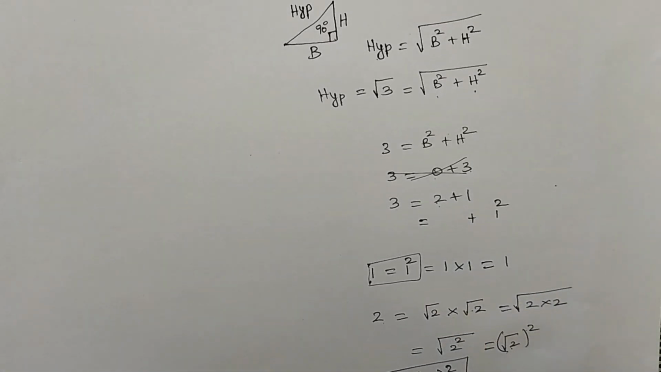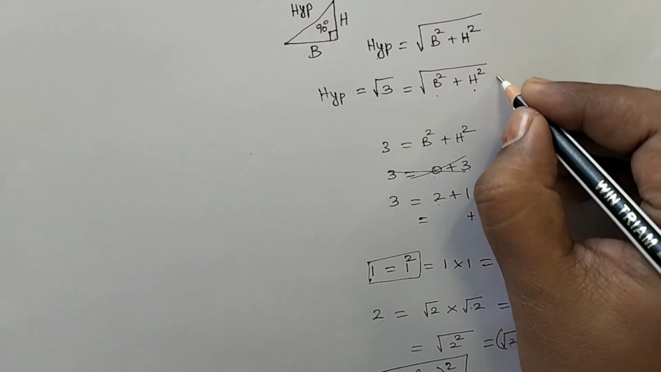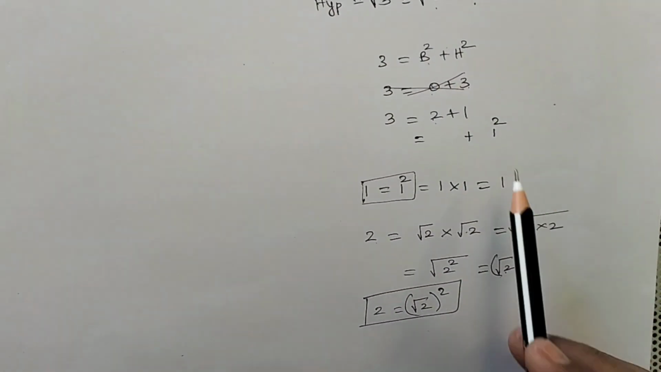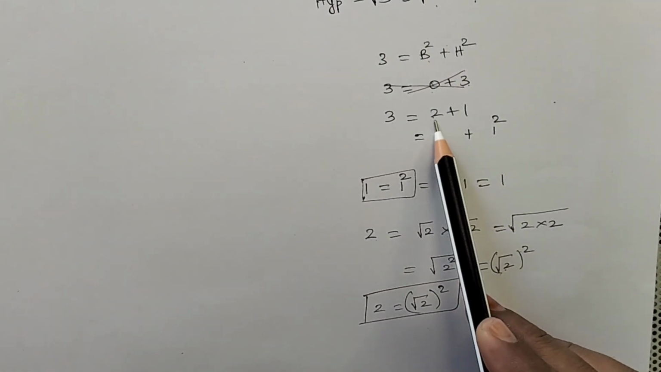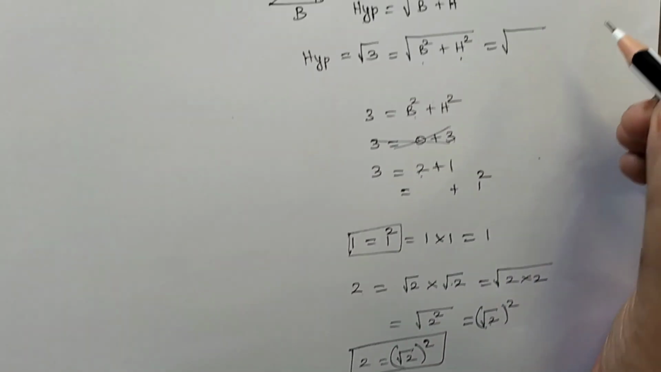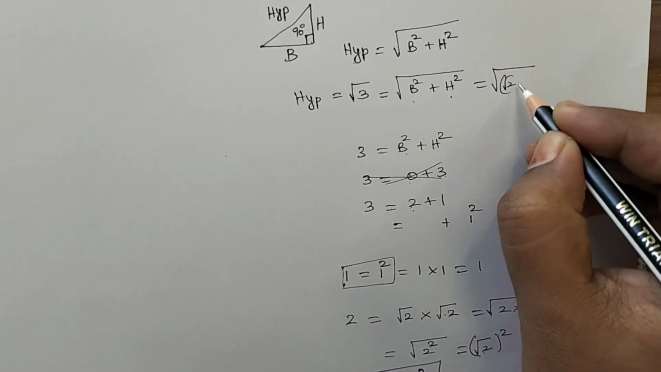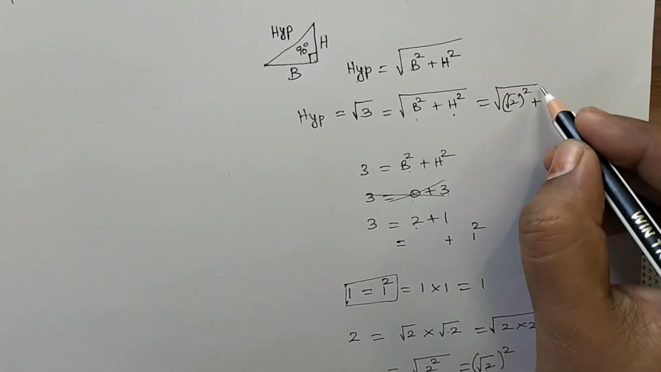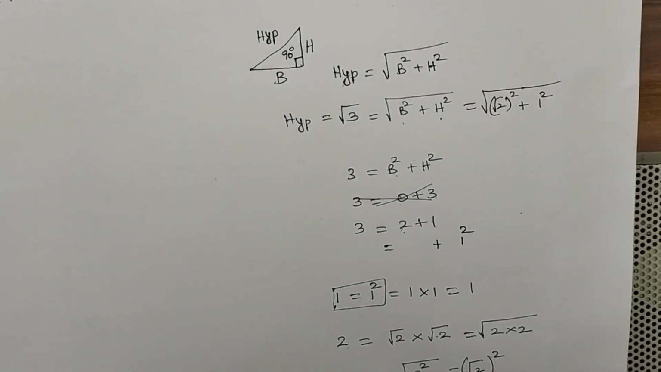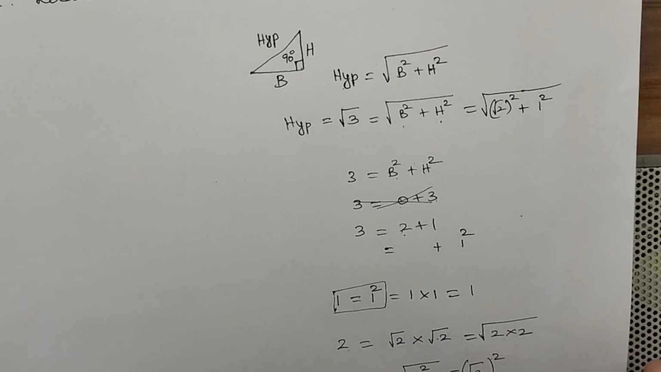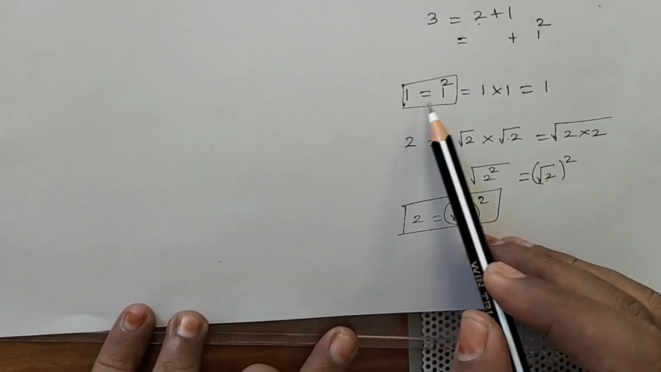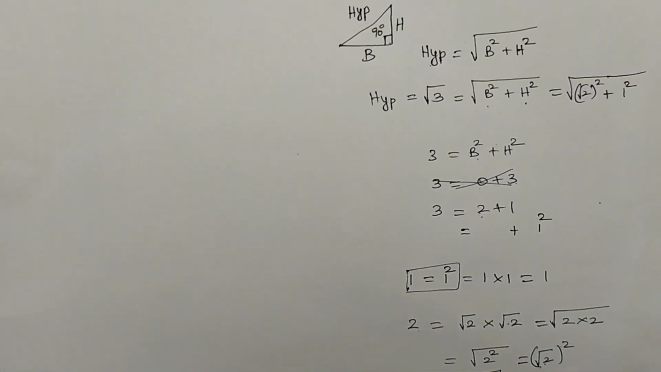1 square plus root 2 the whole square, right? So base is nothing but 2. I have considered it as b square is equal to 2. So this I can write as root 2 the whole square, plus height I can write as 1 square. In simple I can write it as 1 square. Why? Because I know that 2 is equal to root 2 square and 1 is equal to 1 square, right?